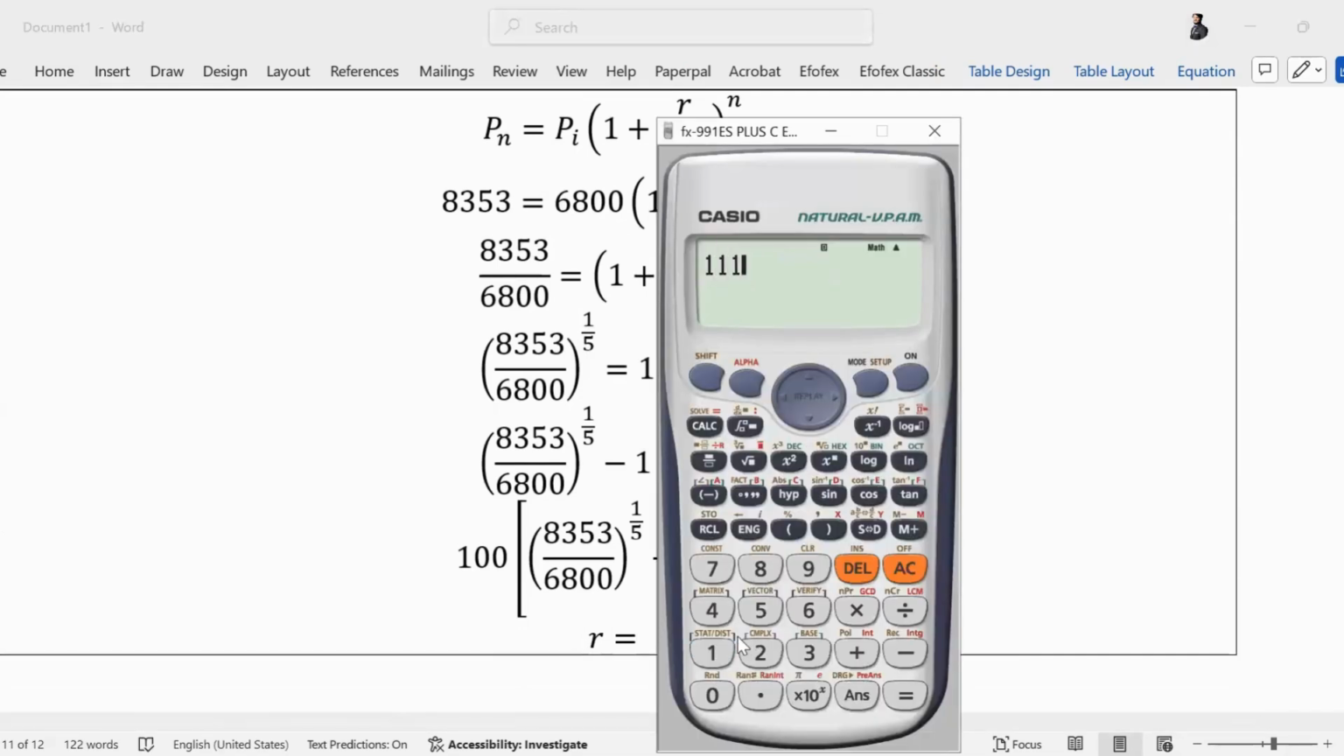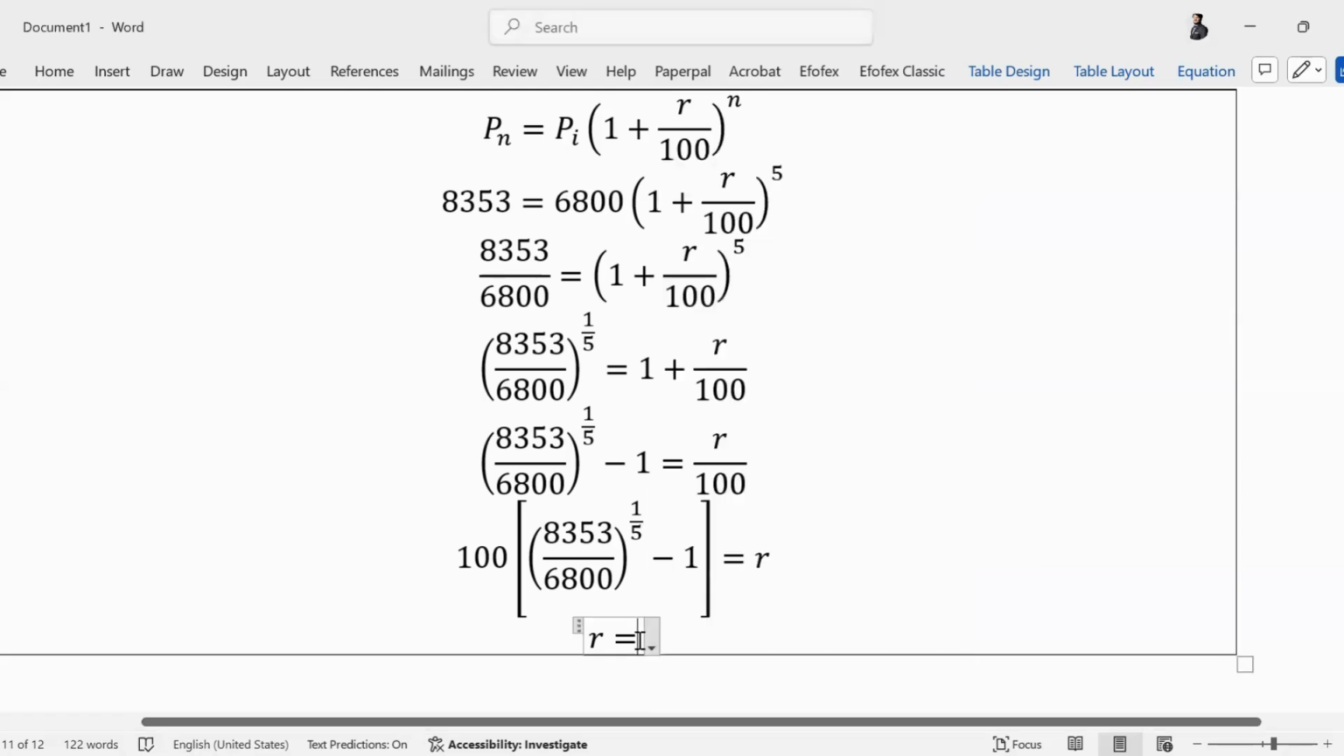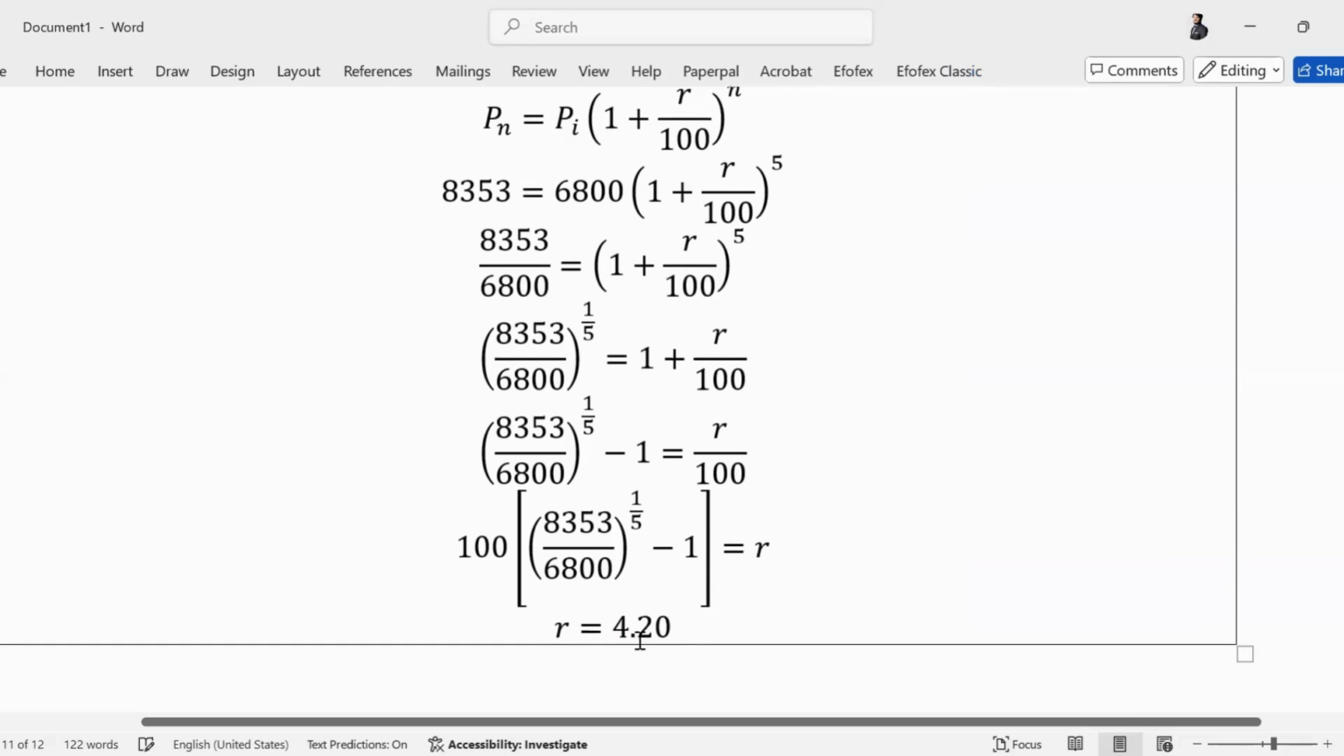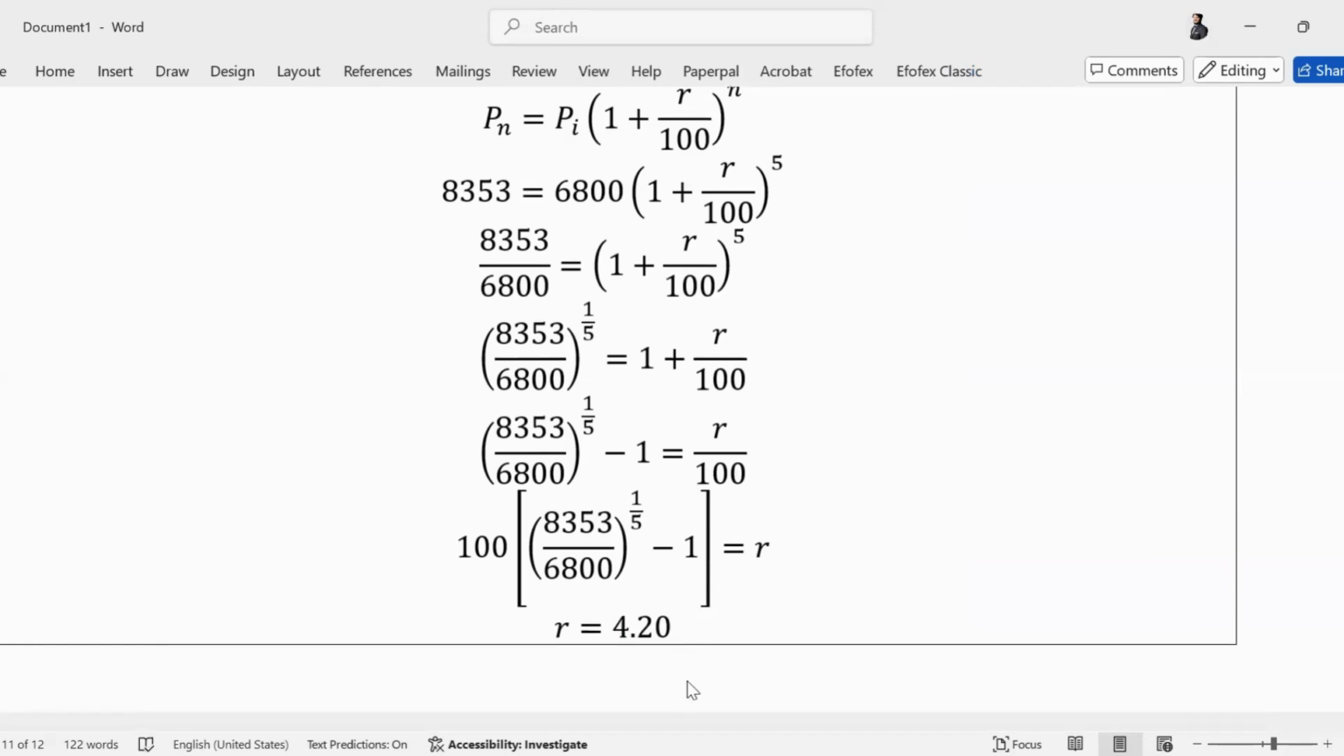So 100 will multiply by, I'll use another bracket for the fraction, 8,353 upon 6,800, and the entire thing has a power 1 upon 5, which I can just write 1 divided by 5, minus 1. I need to close in the big bracket as well. The value of R is 4.199, which is 4.20. So this is how I can find it.